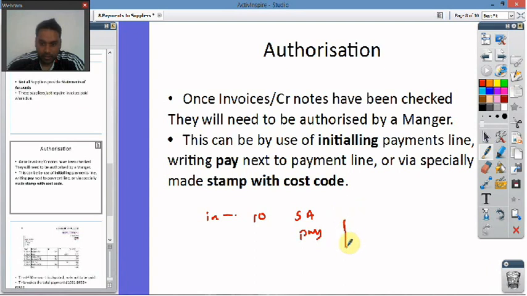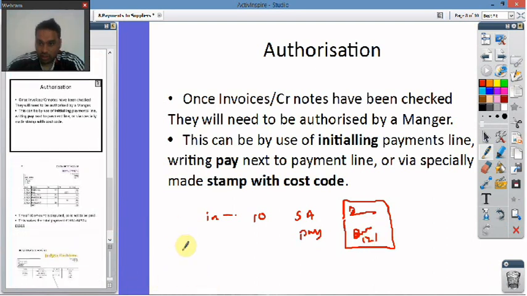Often in the previous school that I worked in, there was a stamp that was provided, and it had the name of the business manager, his signature, and then the date. So that's another way that you can do it. Anyway, let's carry on.